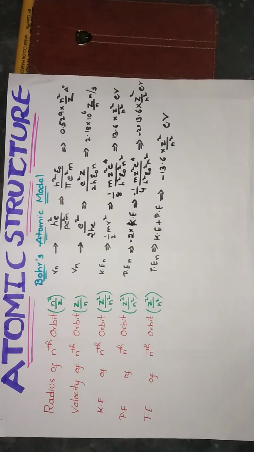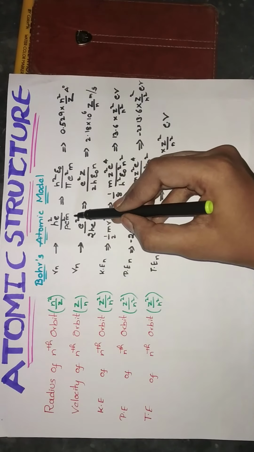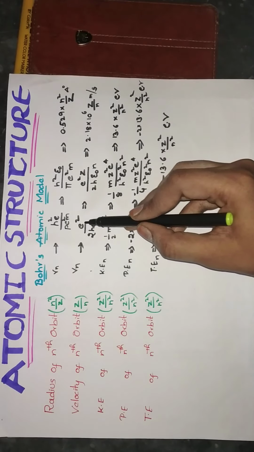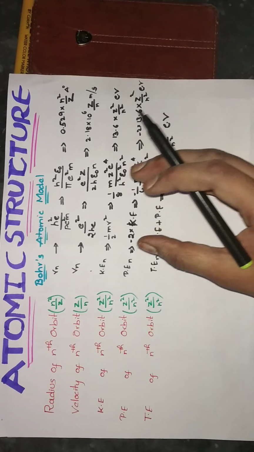All you have to remember is radius and velocity. Radius is h by pi e m, velocity is e by h. Just remember these words, square them, and you will get the formula.